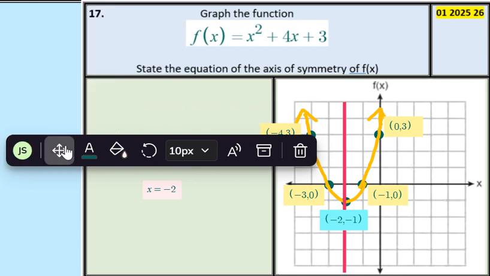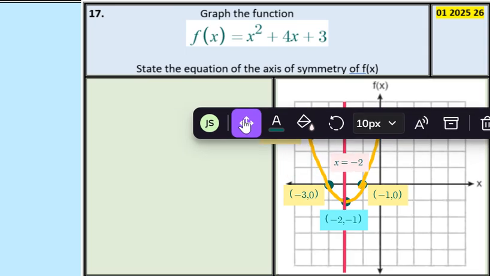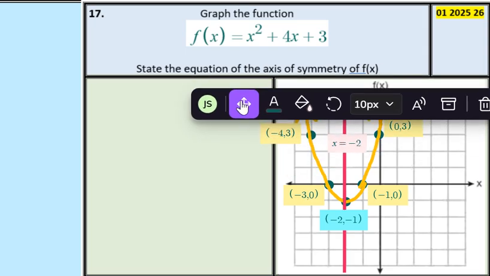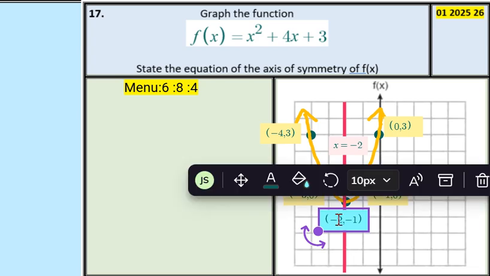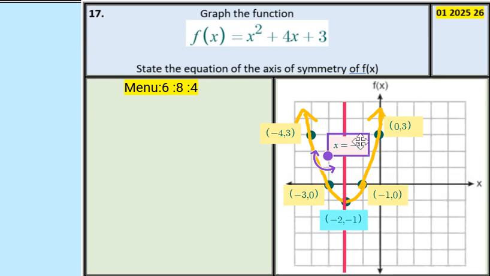So you don't need to know menu 6, 8, 4 to find this line, but you can always use it if you know that command. So that's how you can find your axis of symmetry on the calculator. But the key skill is knowing, if you know the x-coordinate of your vertex, the turning point, you know the name of the axis of symmetry.